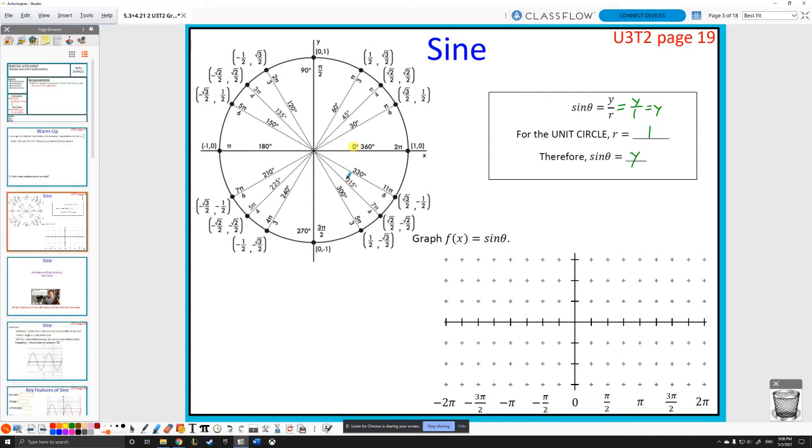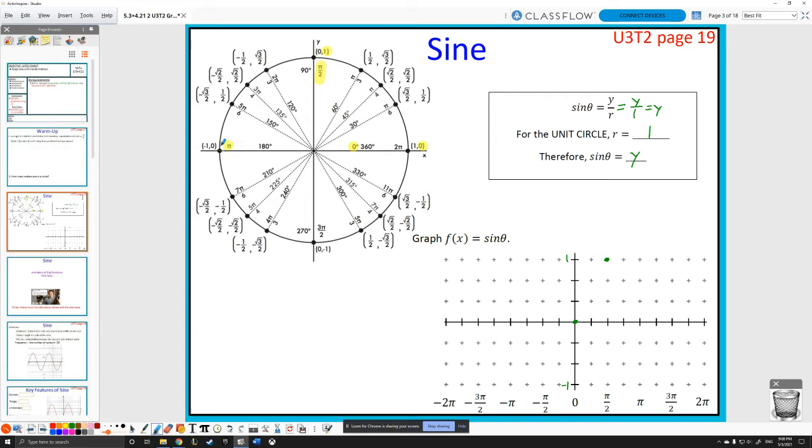So for example, at 0 degrees, my y value is 0. So at 0 degrees, or 0 radians, it is going to be 0. The next one I'm going to look at is pi over 2, or 90 degrees. You can see that the value is 1. I'm going to label the top here as 1, the bottom here is negative 1. My pi over 2 is at 1.